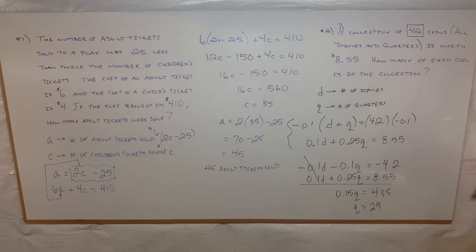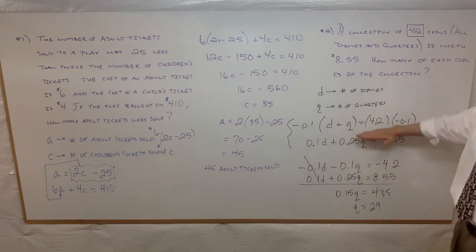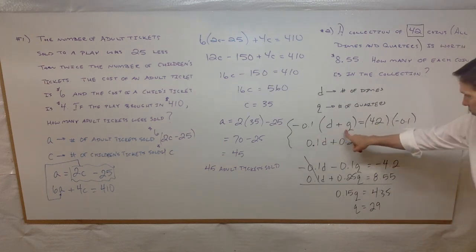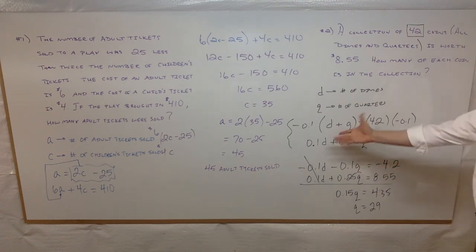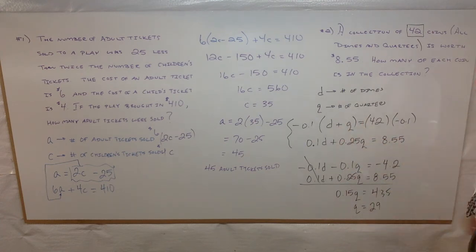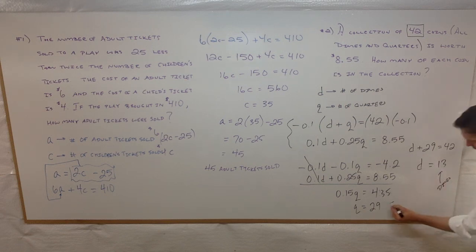And from there, we could easily go to this first equation and say, okay, if we have 29 quarters, how many dimes are we going to have if there's a total of 42? You're just plugging it back into that equation. So we'd say D plus 29 equals 42. Subtract 29 from both sides, and what are you going to get? 11 and 2 is 13. So we would say 13 dimes and 29 quarters.